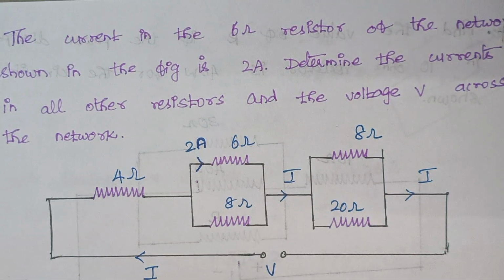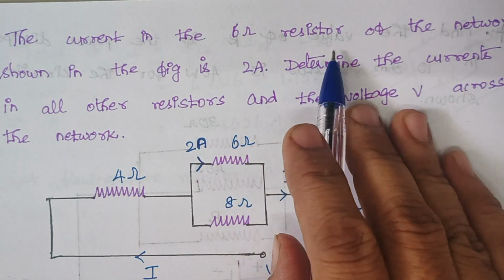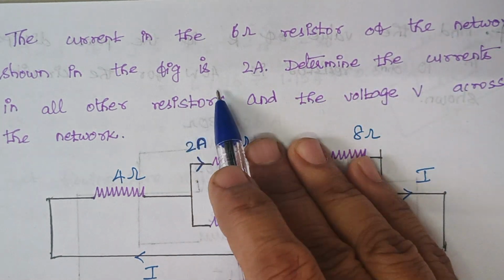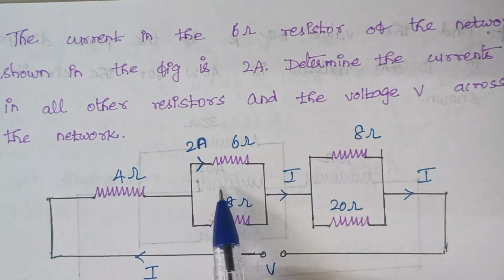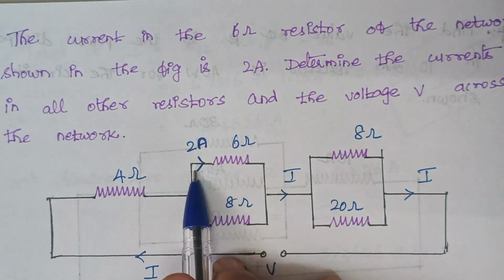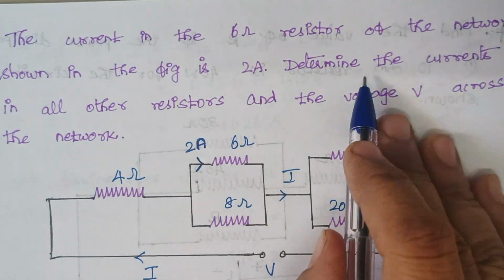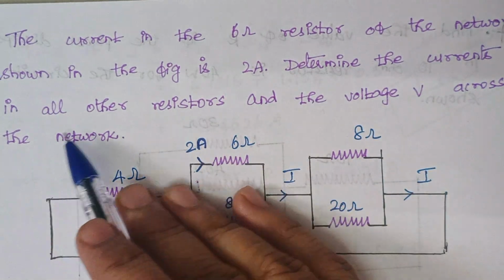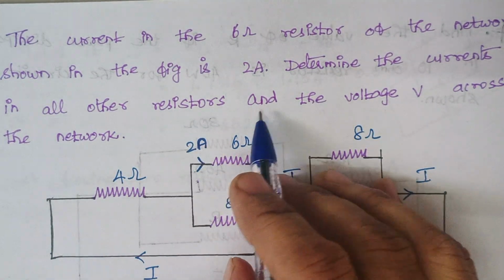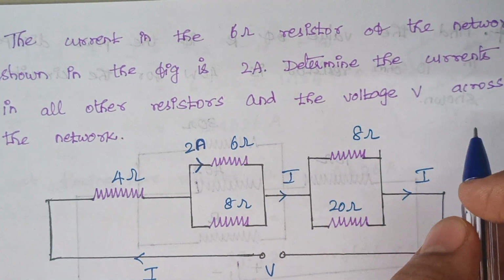So our next problem. The current in a 6 ohm resistor of the network shown in figure is 2 amps, right? The current flowing through this 6 ohm resistor is 2 amps. Determine the currents in all the other resistors and the voltage V across the network.